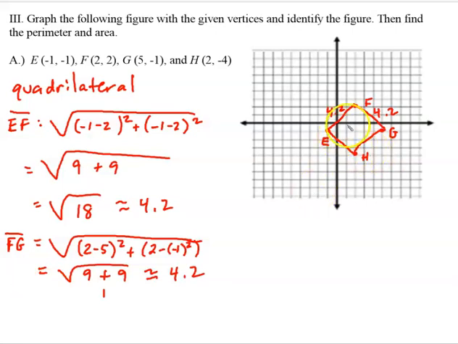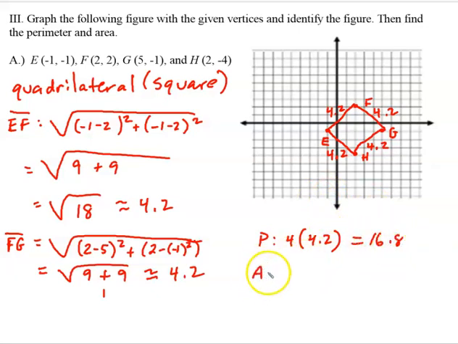All right. So I know those two sides are the same, and I won't take the time, but if you kept on going, you would discover that all of these are actually the same length. So we're talking about a square to get specific. And so we've identified the figure, and then we're supposed to find the perimeter. So the perimeter is 4 times whatever the side length is. So that's 4 times 4.2. Four times 4.2 is 16.8.